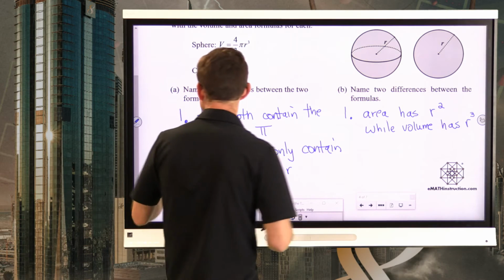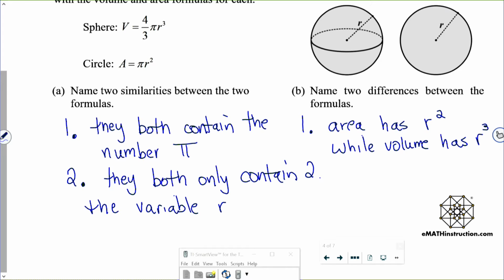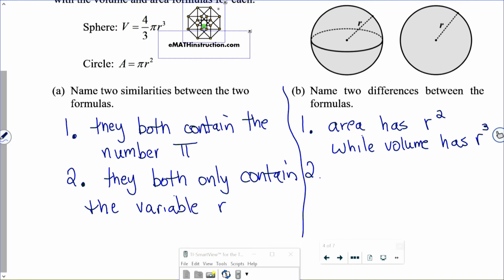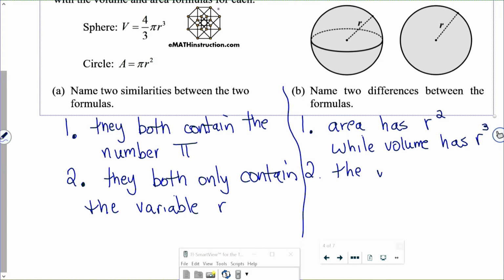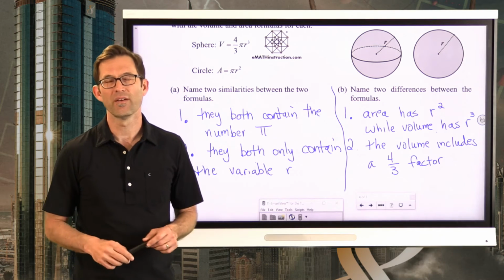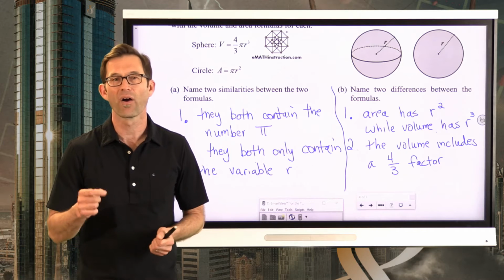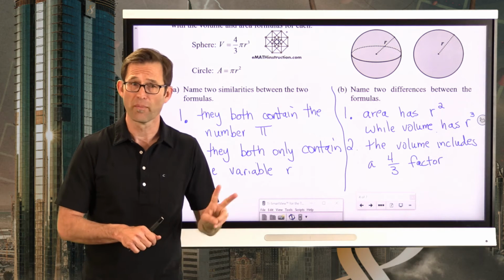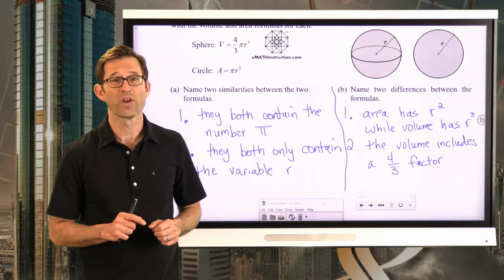And of course, let me move my little eMath instruction logo over here, right? The other piece is the volume includes a 4/3 factor. Right? It'd be great if it didn't. It would be so beautiful if the volume formula of a sphere was pi r cubed. It would just make it so easy. It'd be like, well, pi r squared for a circle, 2 dimensions, pi r cubed for a sphere, 3 dimensions.